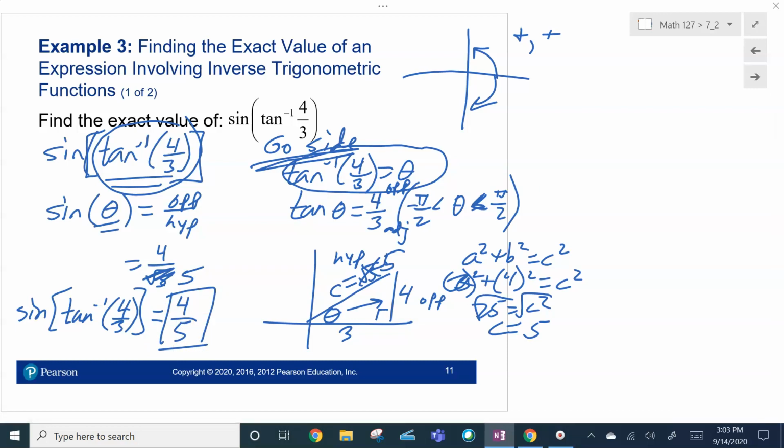So again, number 1, write it out. Name this theta. That's the second thing. Fill out the picture. Number 3, solve for the hypotenuse there, and then answer the question. Since you know that's theta, what's the sine of theta in this case?